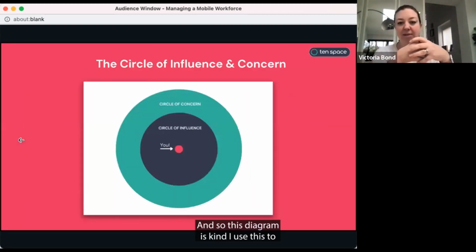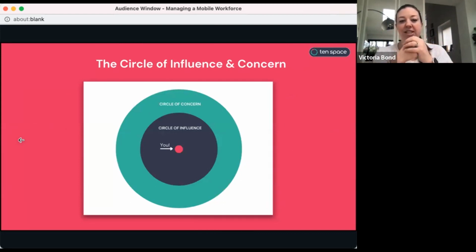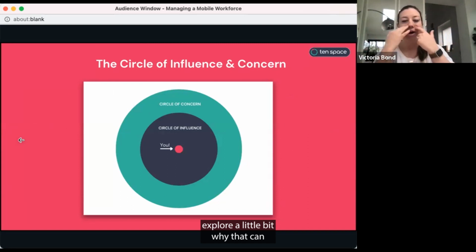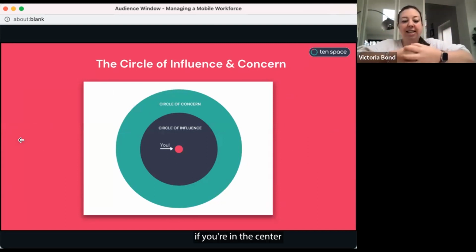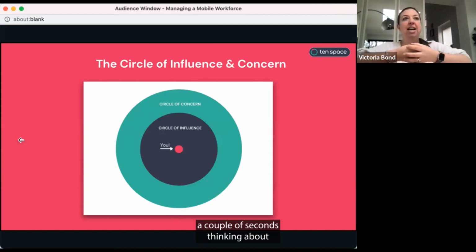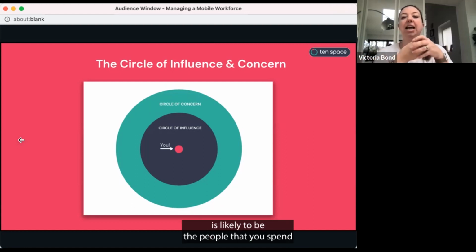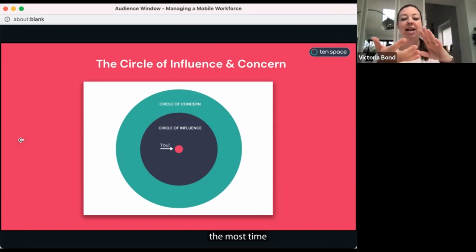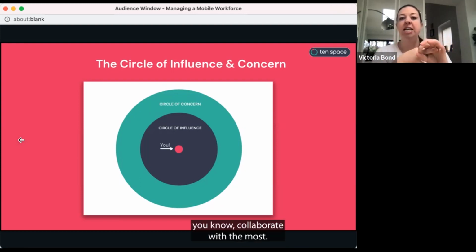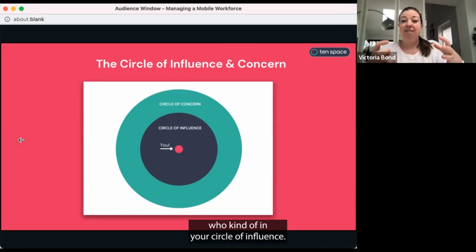This diagram is something I've used to explore a little bit why that can sometimes happen. If you're in the centre, spend a couple of seconds thinking about the 5 people, maybe outside of your immediate team, that influence you the most in the organisation, and that you influence the most. It's likely to be the people that you spend the most time with on a Zoom call, or bump into making coffee, or collaborate with the most. They're the people in your circle of influence.